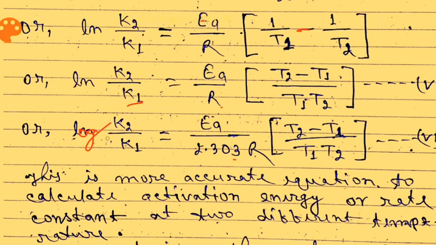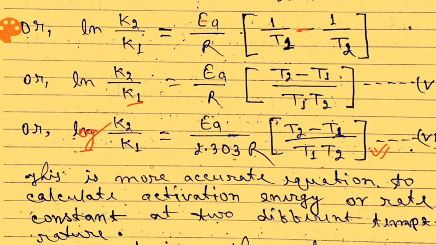You have read, we have to multiply it by 2.303. If it is multiplied by 2.303, then in right side it will be in denominator, and hence I have written here directly log K2 by K1 is equal to EA by 2.303 R into T2 minus T1 by T1 T2. It is the equation or final equation that help you to calculate activation energy of a chemical reaction or temperature.